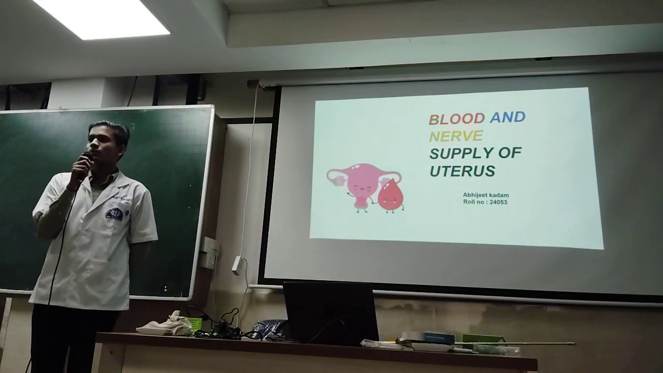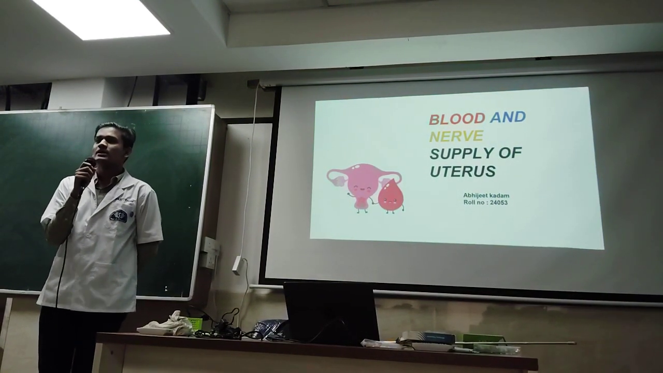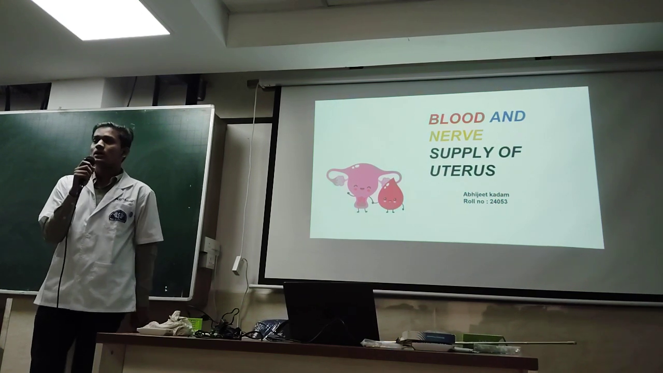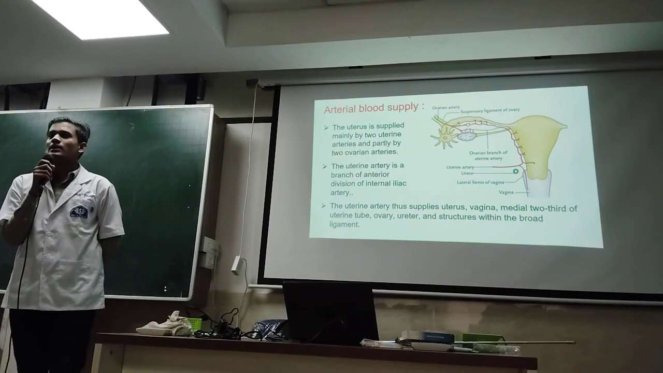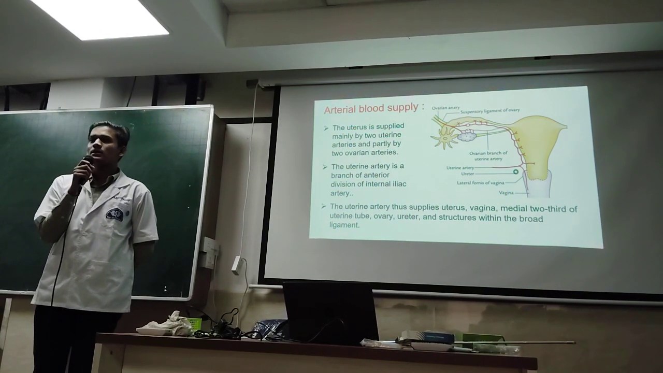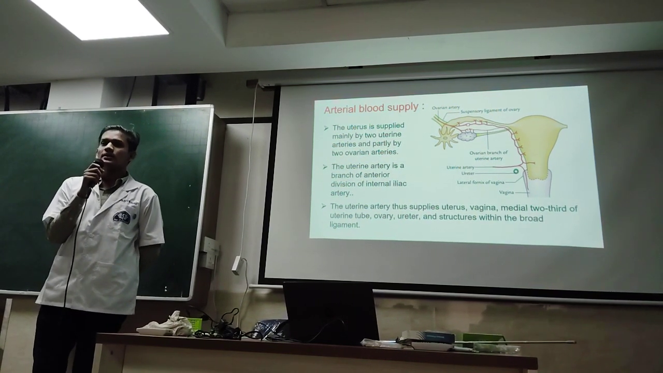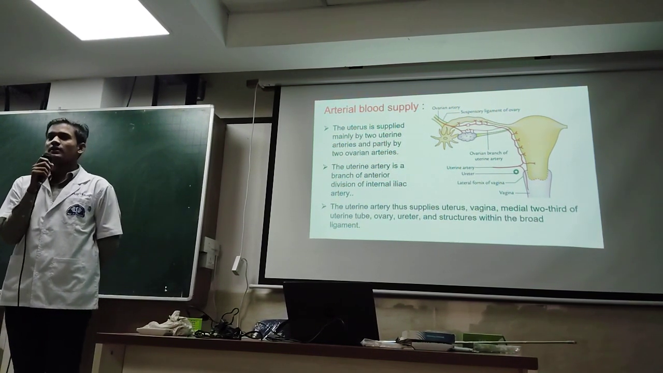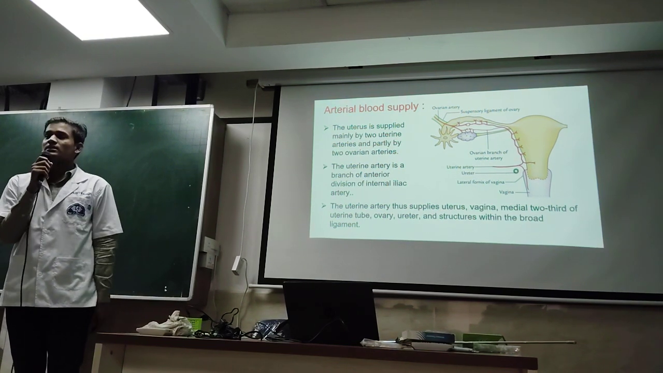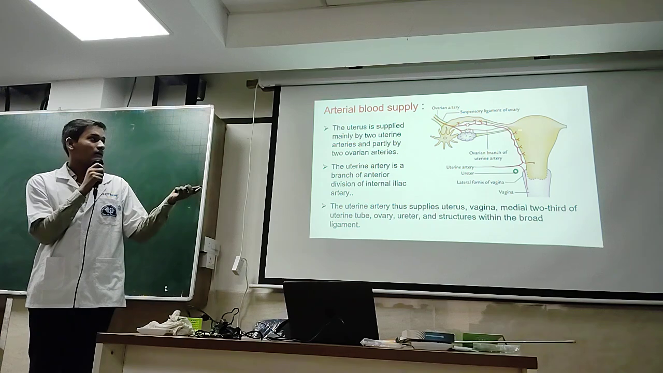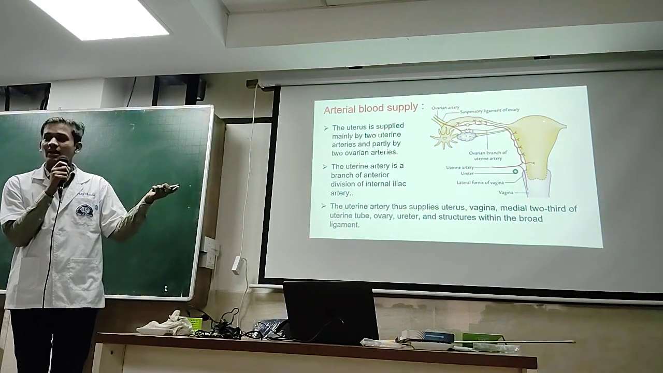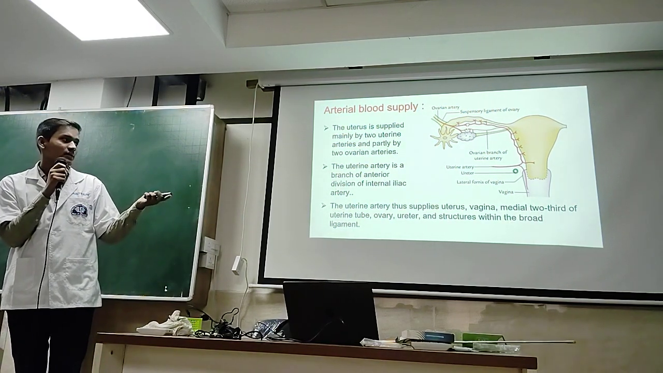Thank you. Now, my name is Abhijit Kadam, roll number 53. I will explain about the blood and nerve supply of the uterus. The arterial blood supply of the uterus is mainly from the two uterine arteries and partly from the ovarian arteries. The uterine artery is a branch of the anterior division of the internal iliac artery, and it mainly supplies the uterine body, the medial two-thirds part of the fallopian tube and the vagina.